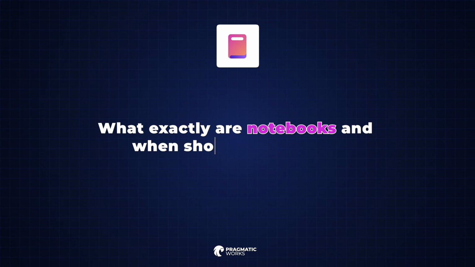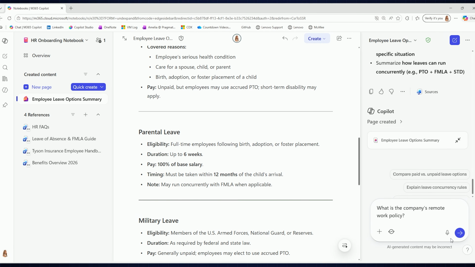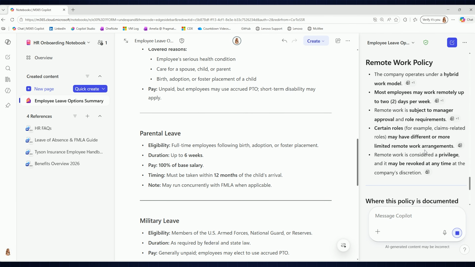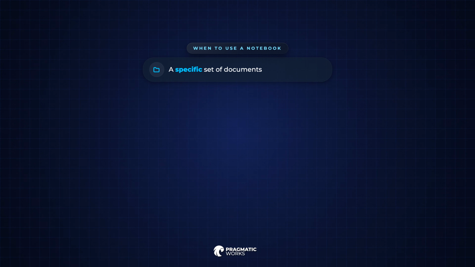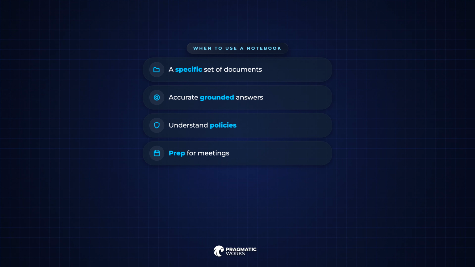What exactly are notebooks and when should I use them? Think of a notebook as a focused AI workspace. Instead of asking Copilot anything, you're telling it to only use these files. But when exactly do I use notebooks? You have a specific set of documents and you want accurate, grounded answers. You're trying to understand policies, prep for meetings, build summaries, train or learn on something.